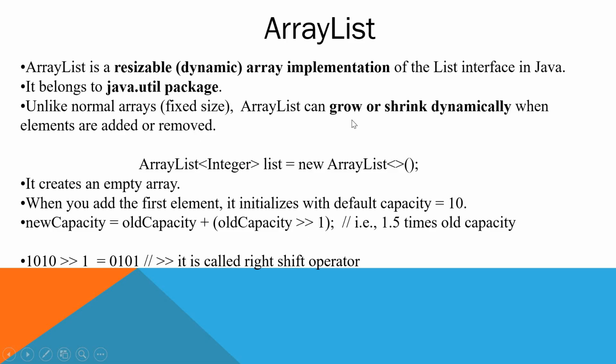So that's why we are saying it grows if elements are increasing, and shrinks if elements are decreasing, right? So how does it grow? What is the default capacity of array list? That will be 10, and if you want to store the 11th element or 12th element, at that time it will calculate this formula to increase the size, sorry, the capacity of the array list.